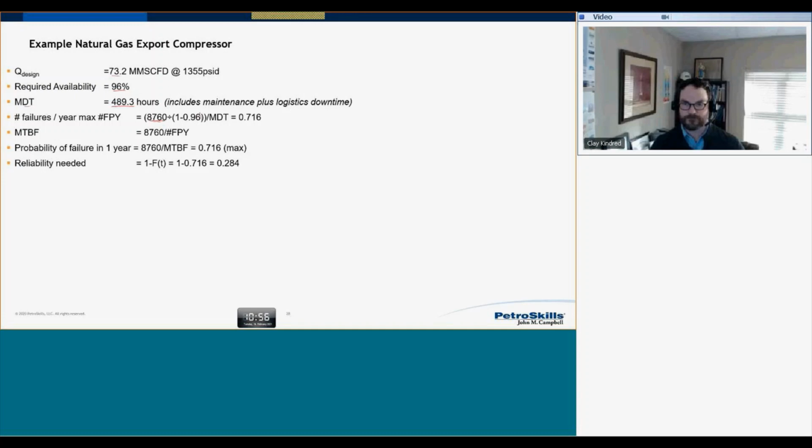That is my probability of failing divided by the 489 hours, and what I get is 0.716. And I can calculate my MTBF from there. So the probability of failure in a year is this. That means the reliability I must have is 1 minus 0.716, 28.4%. You think, well, that's not very much.